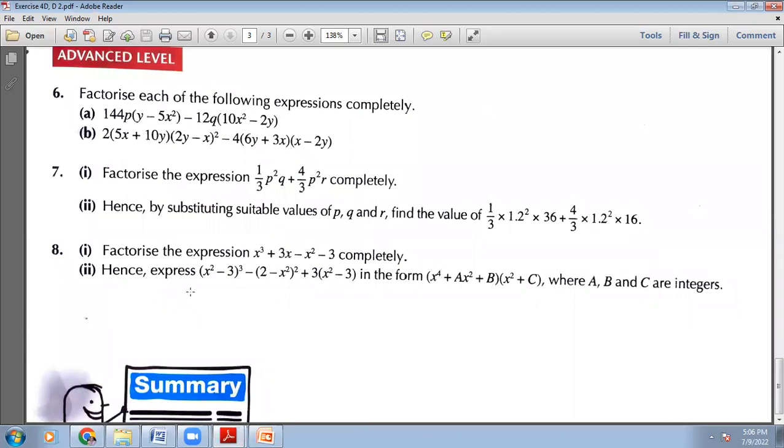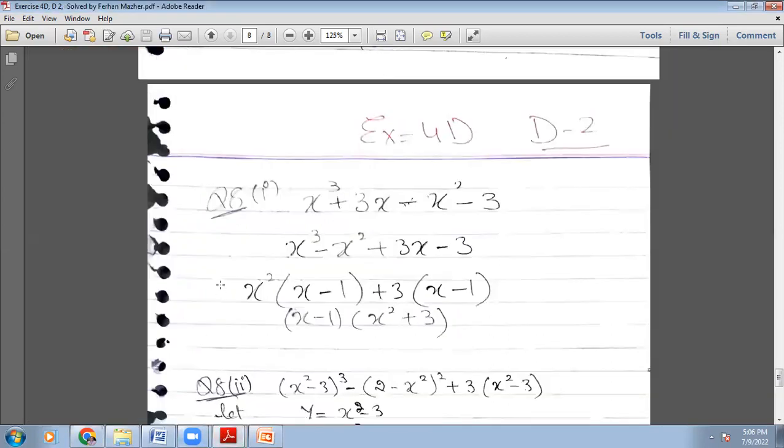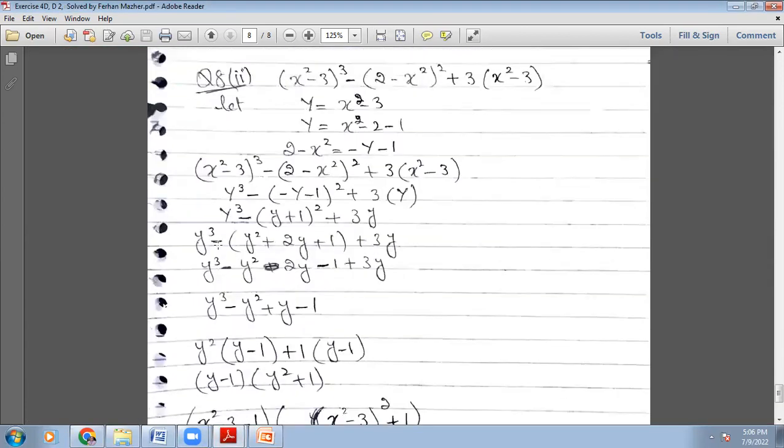Hence express (x² − 3)³ − (2 − x²)² + 3(x² − 3) in the form of (x⁴ + ax² + b)(x² + c), where a, b, and c are integers. Okay, so this is a very, very tricky question. But the methodology which I use to solve it is quite unconventional.